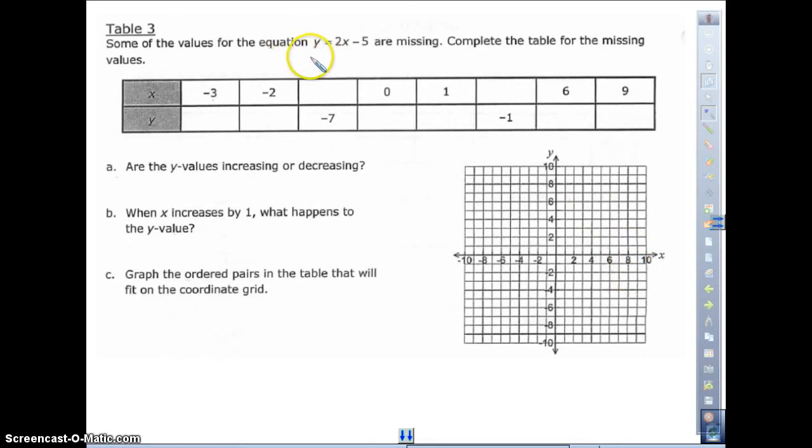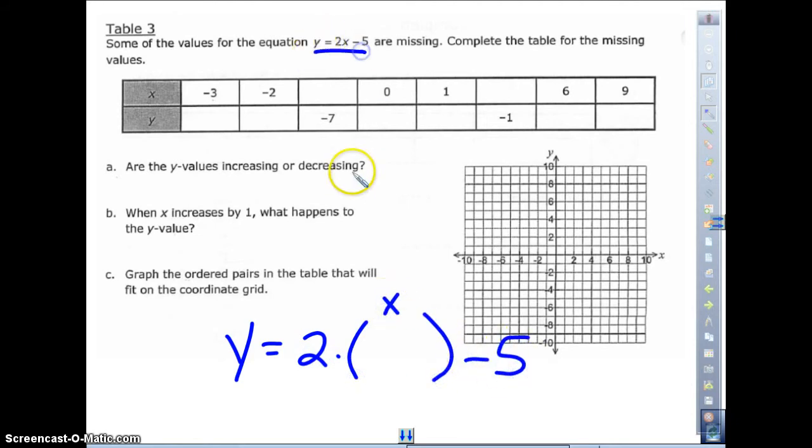Okay, so I'm going to rewrite my equation like this. Y equals 2 times whatever my x value is minus 5. Okay, that's that equation right there. When my x, I'm going to start with an easy one. X value of 0, plug in 0. 2 times 0 minus 5 gives you what? Yeah, 2 times 0 is 0, and 0 minus 5 is negative 5.